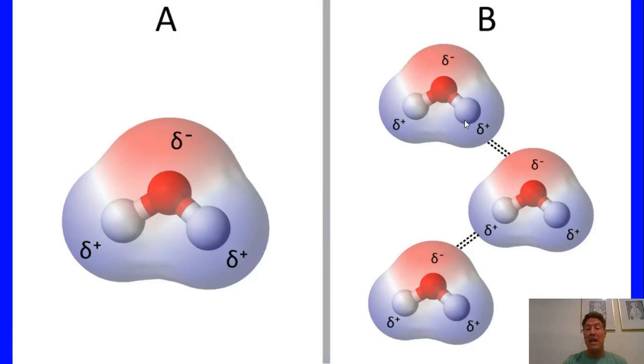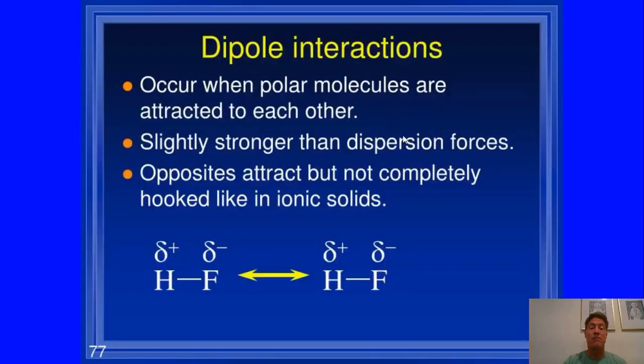As we put these together, we're going to see that the negative part of one water molecule is going to be attracted to the positive part of another water molecule. And so this attraction between these dipoles of these polar molecules creates what's known as dipole interactions, dipole-dipole interactions. And those are stronger than London dispersion forces. This occurs when polar molecules are attracted to each other, slightly stronger than London dispersion forces.